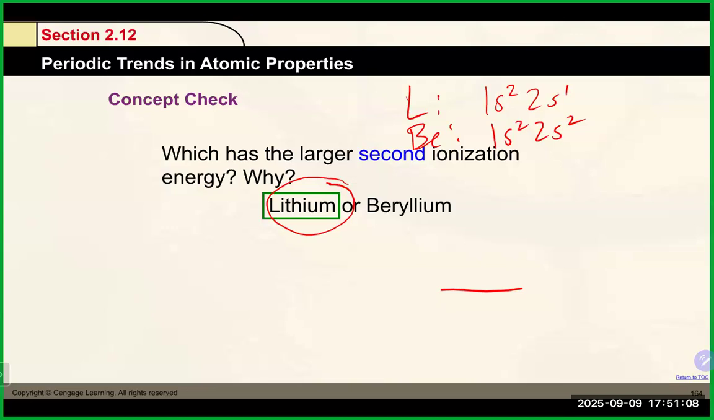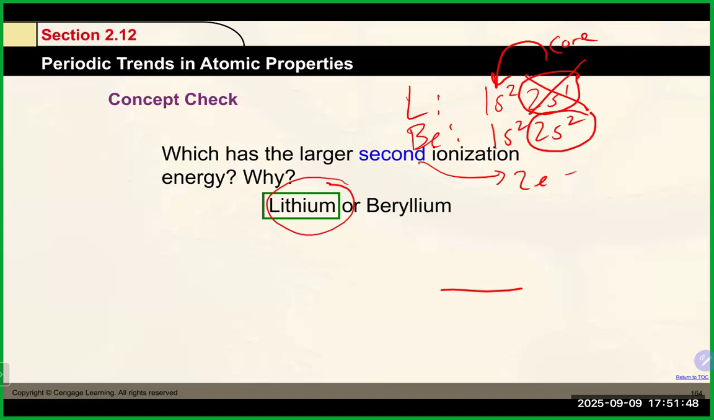Why is that? Well, if we look at lithium, how many valence electrons does it have? It's group number 1, which means it has 1 valence electron, which is that electron there. Beryllium is group number 2, which means it has 2 valence electrons. Remember, the group number equals the number of valence electrons. The second ionization energy is the removal of the second electron, right? Now, with lithium, after you remove the first valence electron, you are into the core electrons, and good luck trying to remove those. That's going to take a lot of energy.